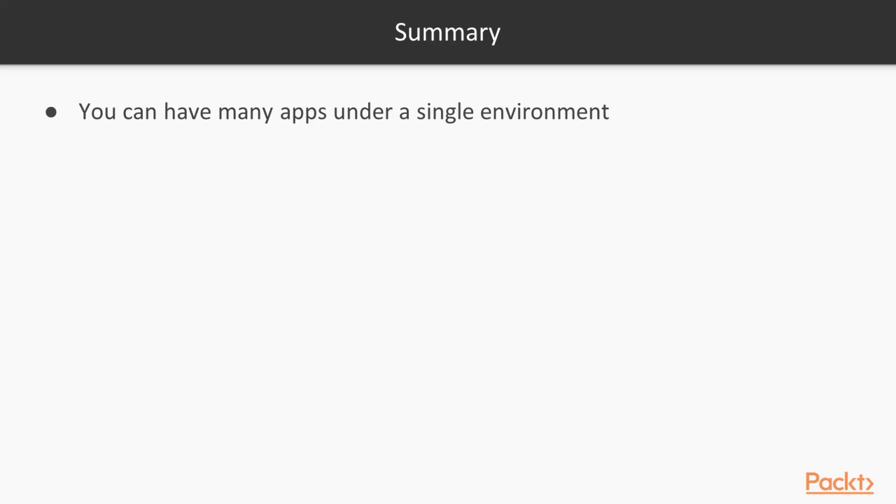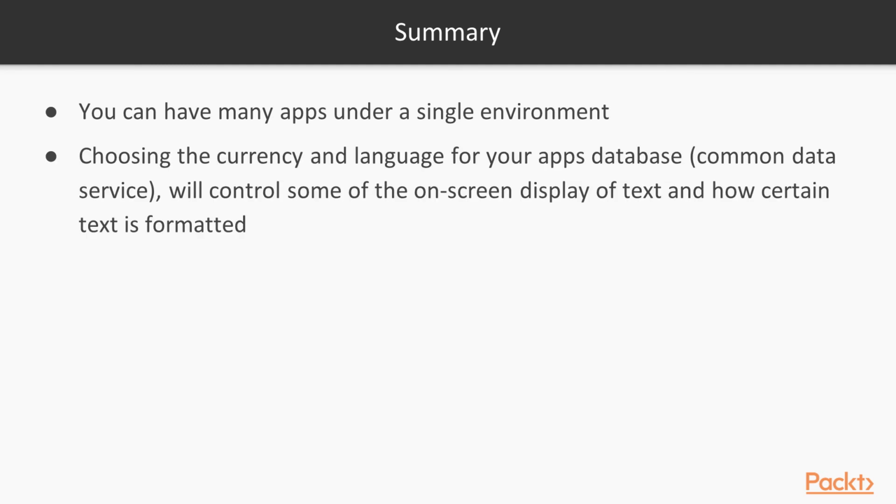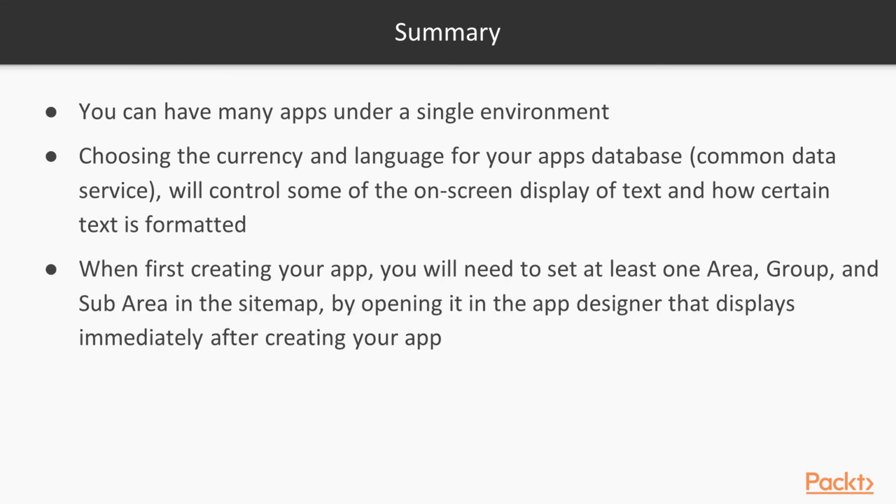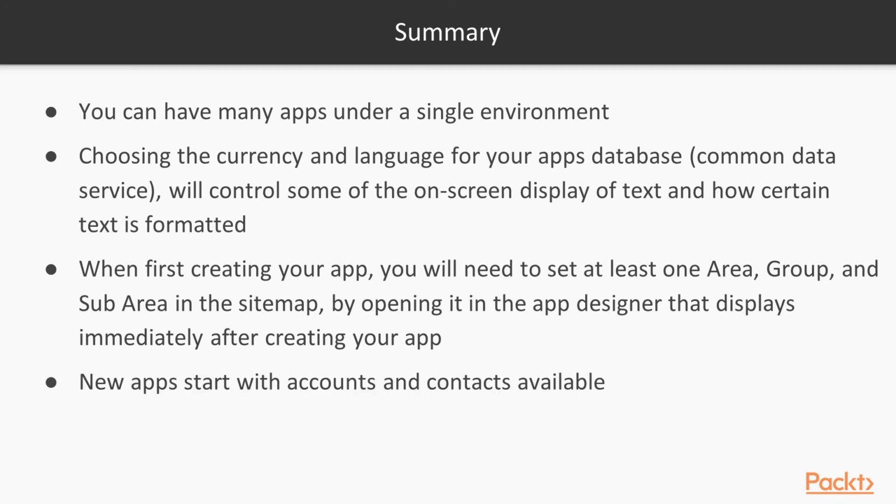Let's recap the video. You can have many apps under a single environment. Choosing the currency and language for your app's database, the Common Data Service, will control some of the on-screen display of text and how certain texts are formatted. When first creating your app, you will need to set at least one area, group, and sub-area in the sitemap by opening it in the app designer that displays immediately after creating your app. New apps start with the accounts and contacts available, and I usually use these to set up my sitemap when I first create my app, even if they're just placeholders.